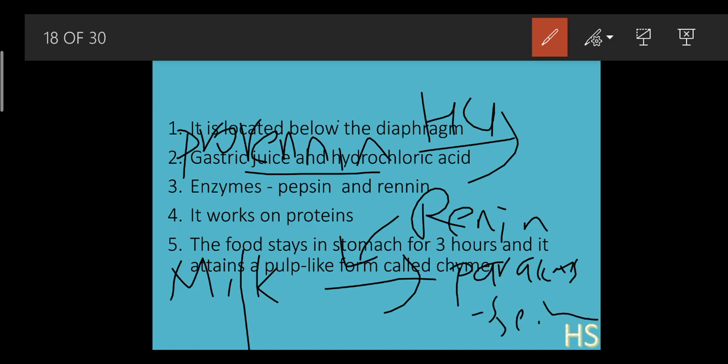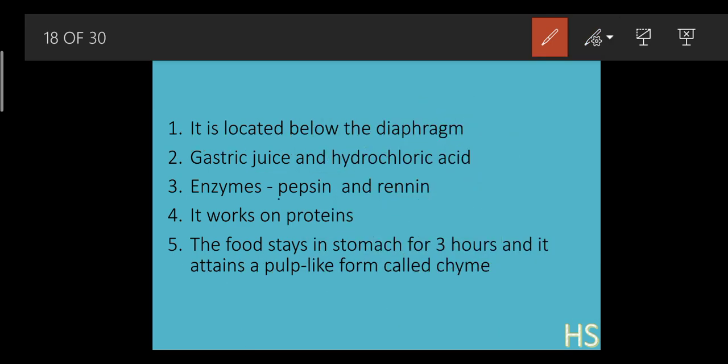See, what is the difference between pepsin and renin? Both of them work on protein, but on different types of protein. Pepsin works on the protein which is solid in nature. Let's take an example, meat, or any other fleshy part like fish. Renin works on the milk part, the liquid part of the protein. The function of both is the same: they break the proteins into a simpler form, by acting upon them.